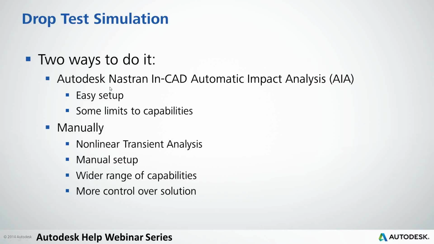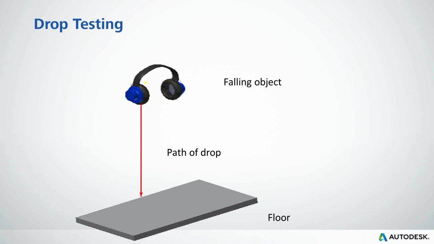The other way to do drop testing is to forget the automatic stuff and just manually set it up yourself. Set it up as a nonlinear transient analysis, manually set up the velocities, the contact, anything else that needs to be set up. The advantage is you get a little more control over your solution. You have a wide range of capabilities that may or may not be available to you in the automatic impact analysis. So here's our little thing.